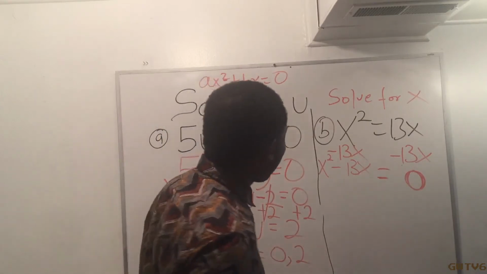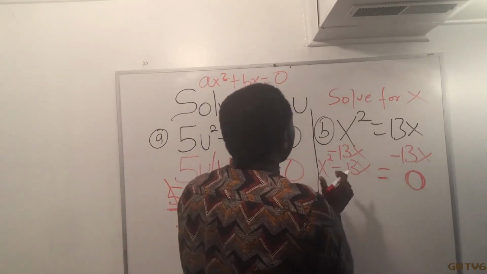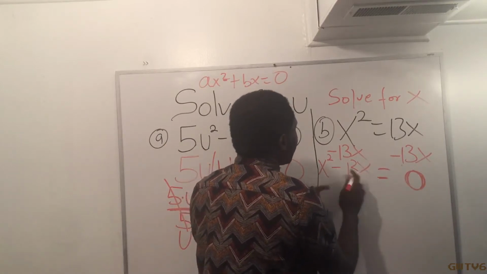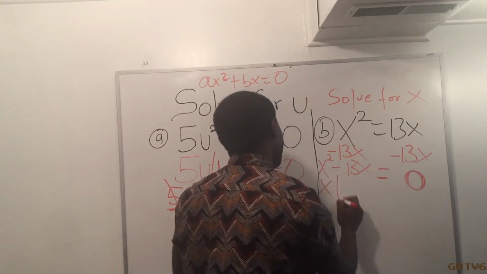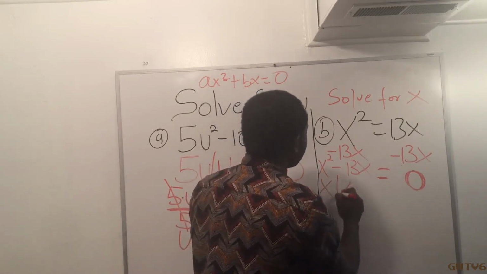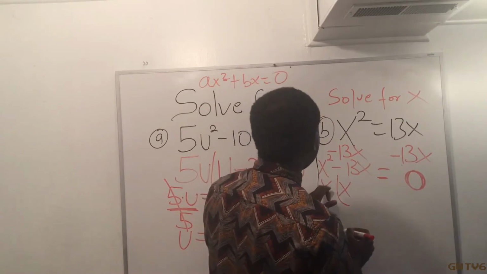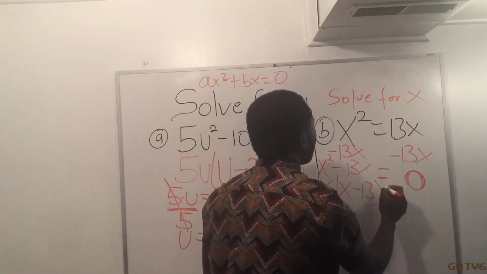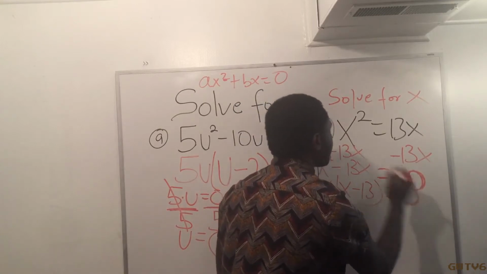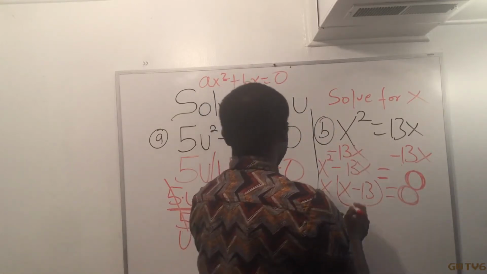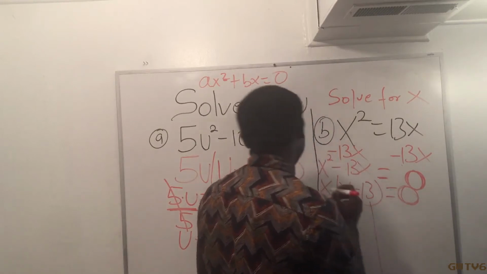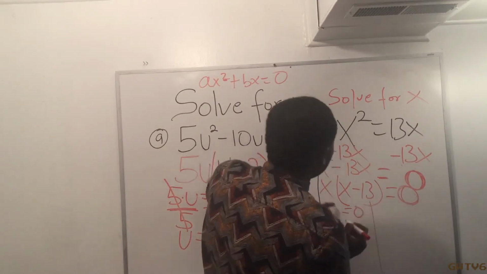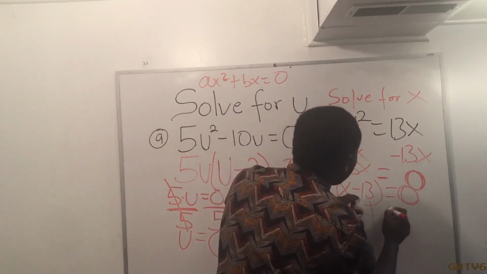So now it's looking like this. I'm going to do the same way. Here, I have to factor. So I see x squared and x. I can bring out my x. And then x times x gives me x squared. x times negative 13 will give me the negative 13x. And I bring down my equals 0. And now that I have this, I can break it down into 2. This x equals 0, so it's already solved.